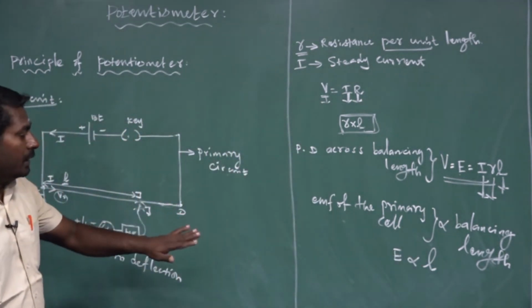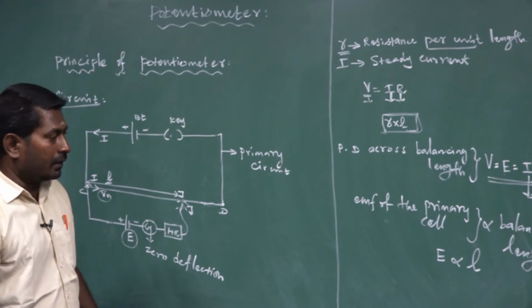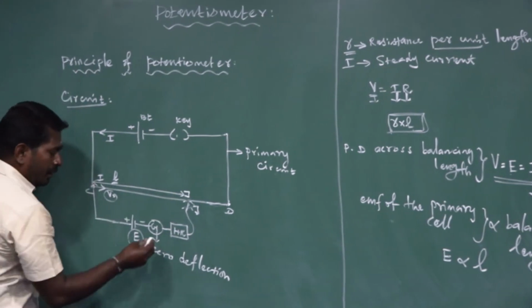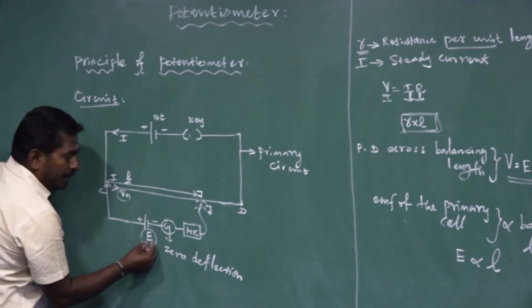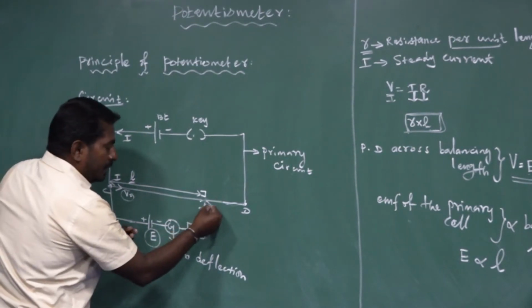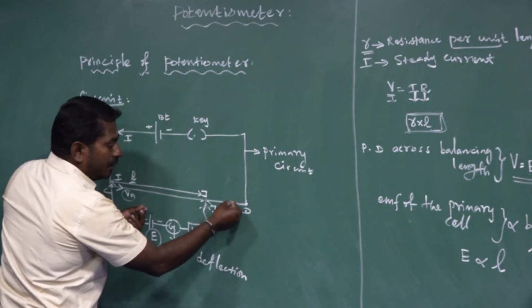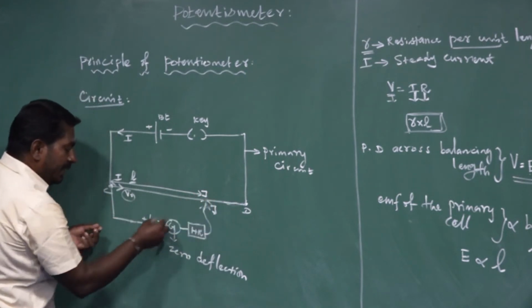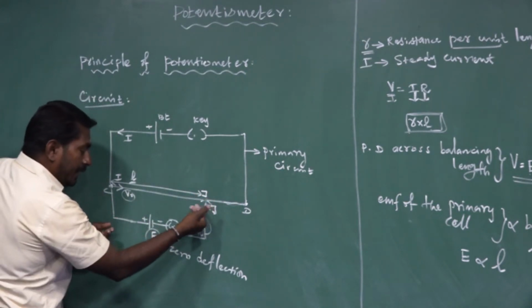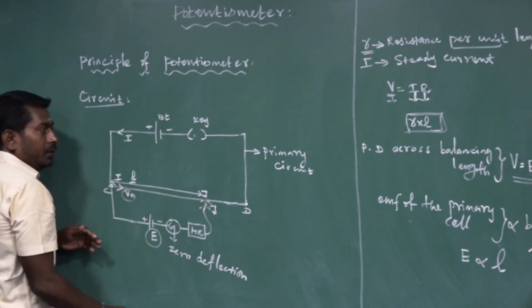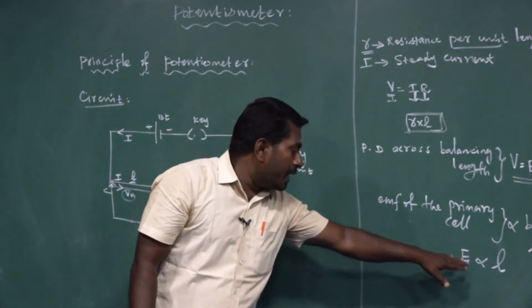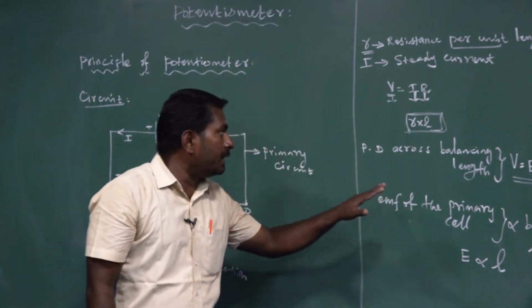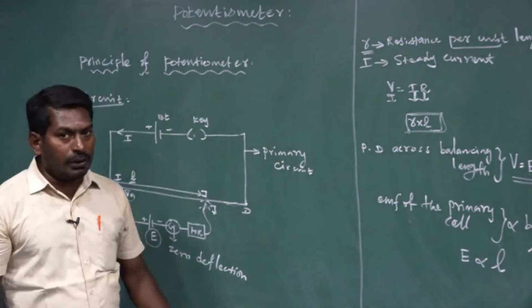This is a very important thing. It is the principle of potentiometer. If we increase the EMF of the primary cell, we get a larger balancing length. Further, decreasing the EMF of the primary cell reduces the balancing length. So we can conclude the EMF of the primary cell is directly proportional to the balancing length. It's an important thing. It is the principle of potentiometer.